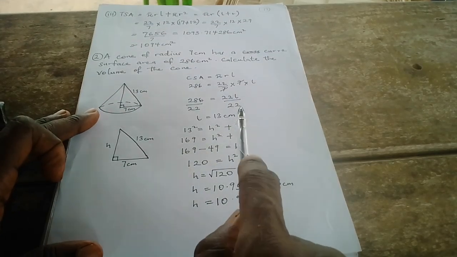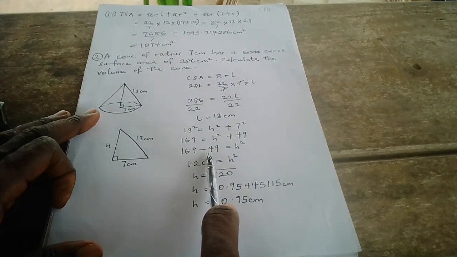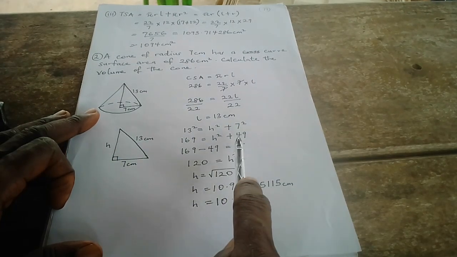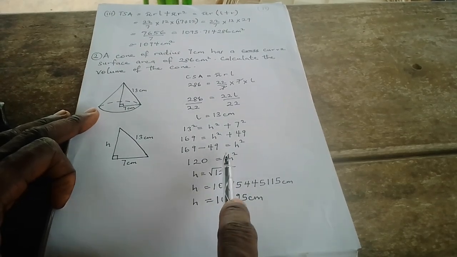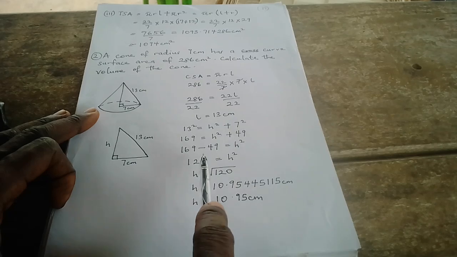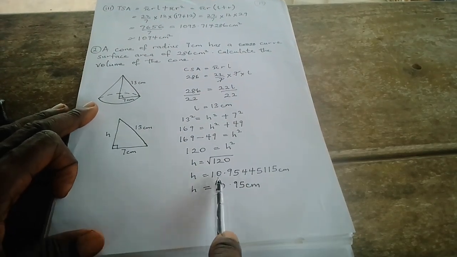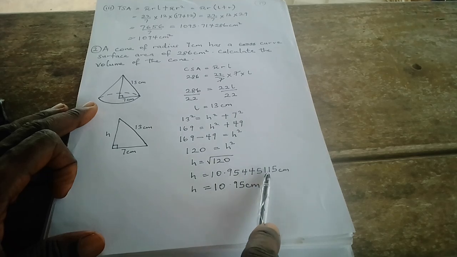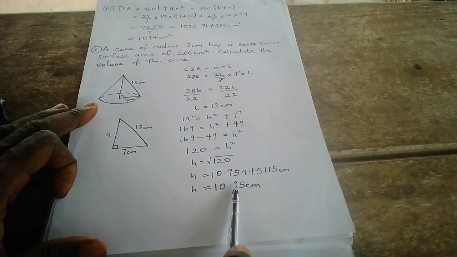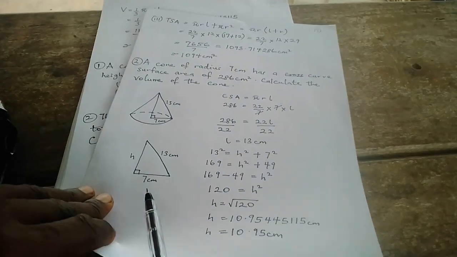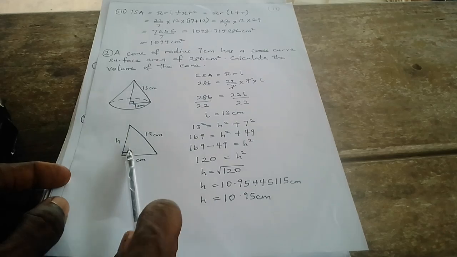7 squared is 49. If we bring this plus 49 to this side, it turns to minus 49, equal to h squared. 169 minus 49 is 120, which is equal to h squared. So to get h, you find the square root of 120. The square root of 120 gives us 10.9544515 centimeter, which is approximately 10.95 centimeter. Now we have been able to get the vertical height, which is this h.